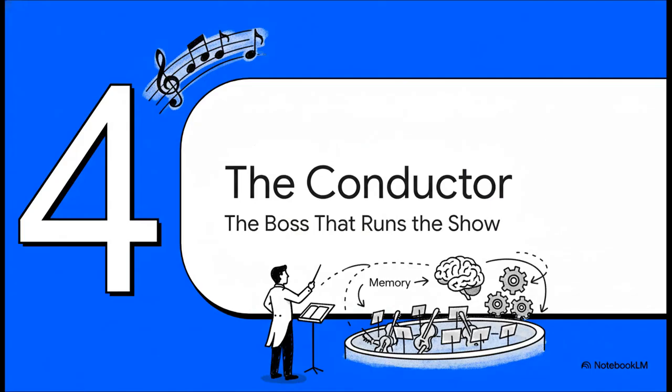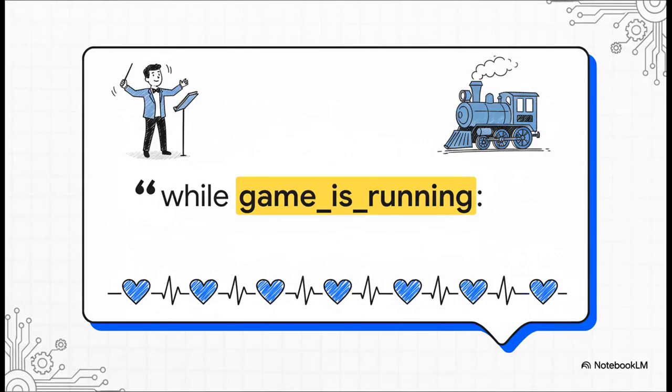Okay, so we've got memory for the info and workers to do the jobs. But who's in charge? Who tells the workers what to do and when to do it? Well, that brings us to our final piece of the puzzle, the conductor. And in our Python script, the conductor is actually a while loop. This is the engine of the whole game.